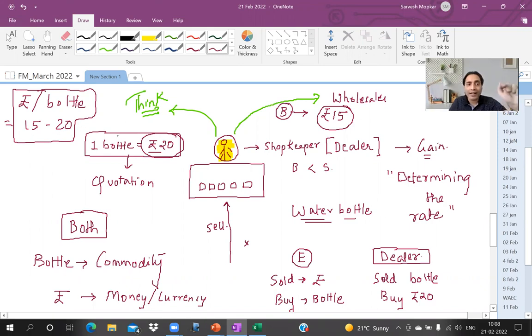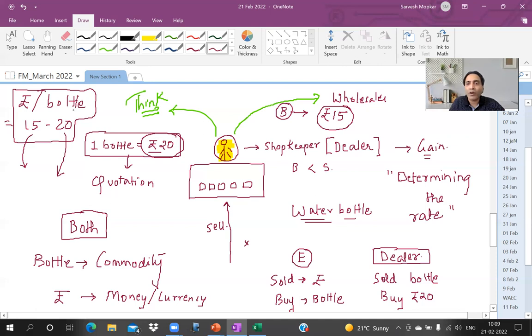What does it mean? That the shopkeeper, the dealer, buys the bottles for 15. Many times people can come and sell their bottles also. Some wholesalers can come for business. So the shopkeeper is clear that I will buy at 15, not more than that, and I will sell at 20. He's clear about his rates, his buy rate and the sell rate.